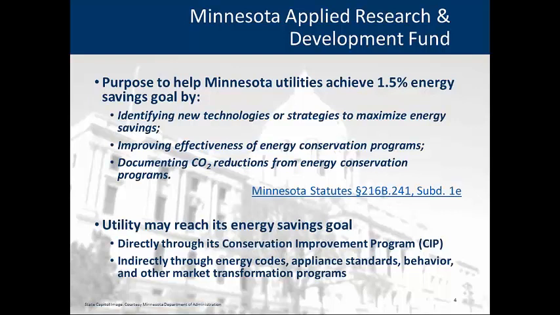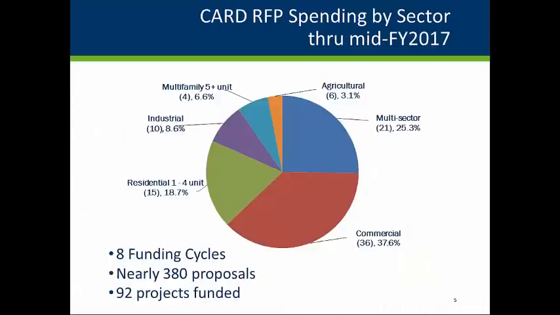A utility may reach its annual energy savings goal either directly through its conservation improvement program or indirectly through energy codes, appliance standards, behavior, and other transformation programs. About $2.6 million of this fund is set aside annually for the CARD program, which awards research grants in a competitive request for proposal process.